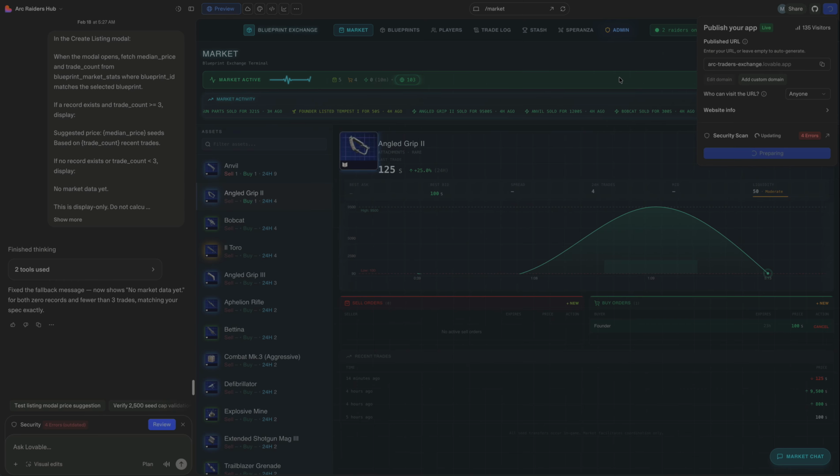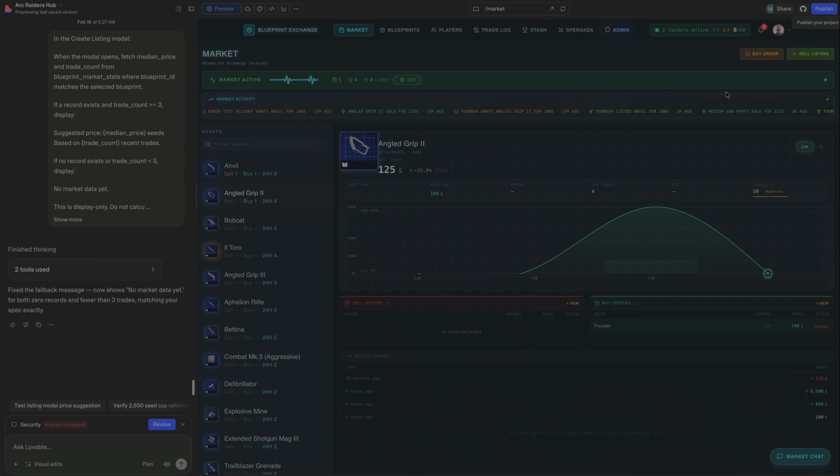Fix the fallback message. Now it shows no market data yet, for both zero records and if there are fewer than 3 trades matching. Okay, we'll go ahead and just publish this and test it out and see what it looks like. Then we'll take some screenshots, give it to ChatGPT, and see how we can go more in depth and make it more professional. Just AI talking to AI.